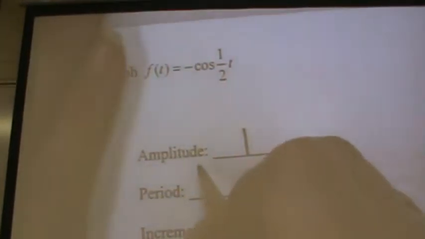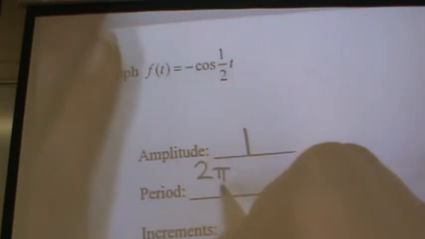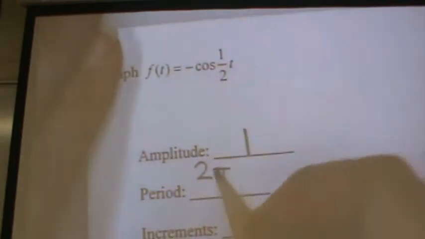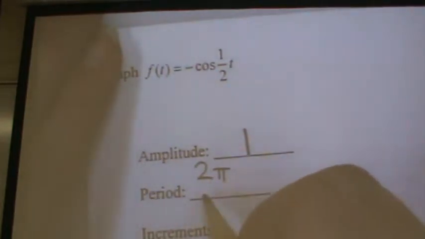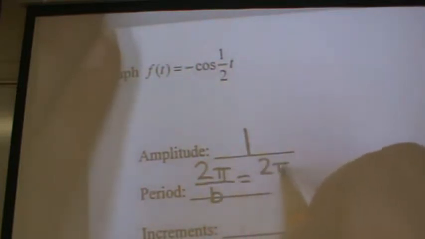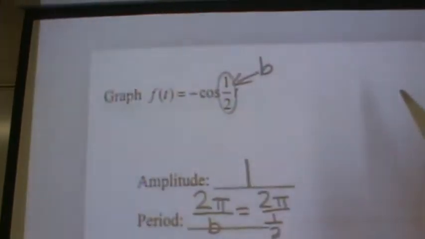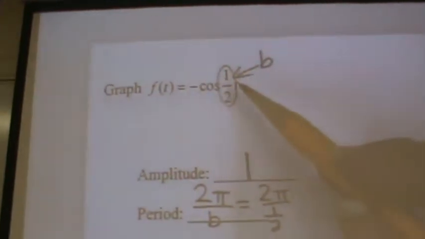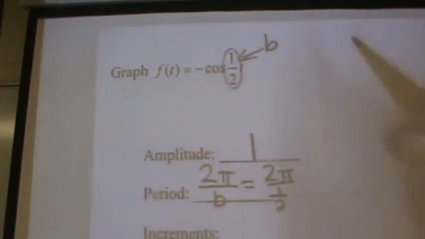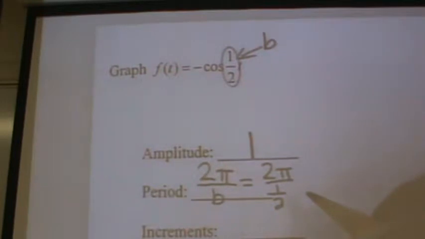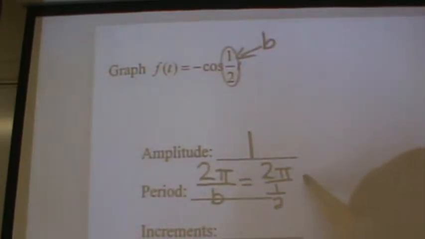So why is it defined as 2 pi? Because that's what it takes for a regular sine and cosine to complete the cycle. So 2 pi over b is 2 pi over a half, because a half is the b value. When I talk about b, it's the number in front of t or x. Now, you're going to leave this as 2 pi over 1/2. Can you simplify this? Yeah. What is it? 4 pi.